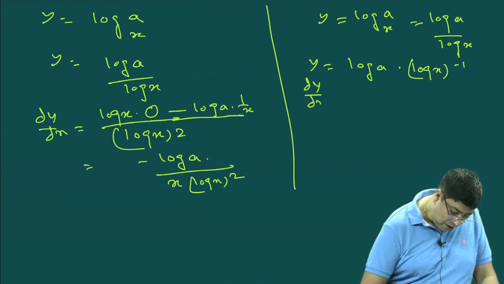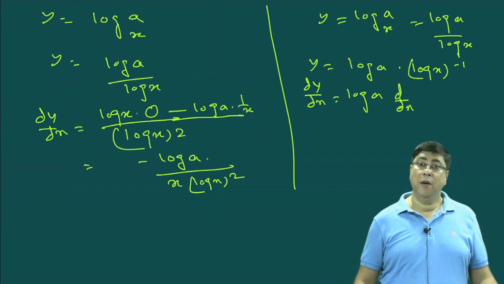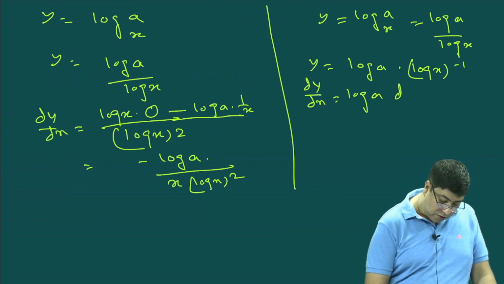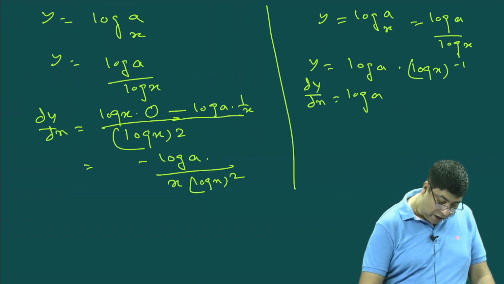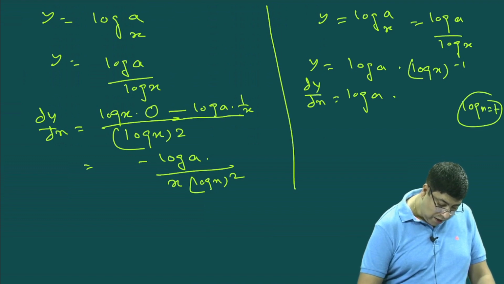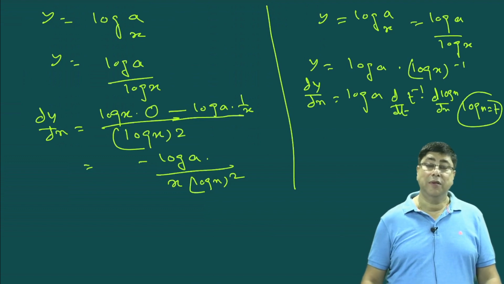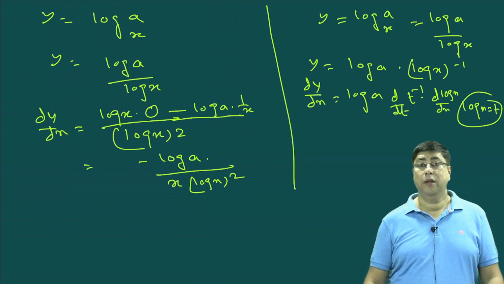So let us apply d dx. So log a, now d dx of log x to the power minus 1. Obviously now we have known that log x equal to t, you have to take. I am doing it directly. So log x equal to t. If we take log x equal to t, we are getting d dt of t to the power minus 1 into dt dx, d dx of log x. Or direct, this step is even not necessary. Directly we can solve the sum.